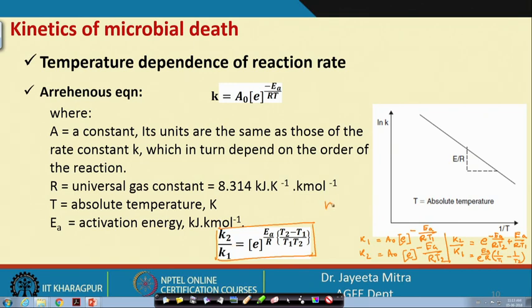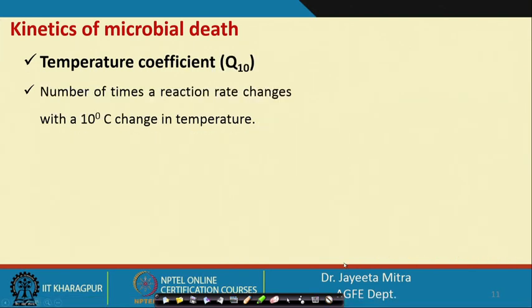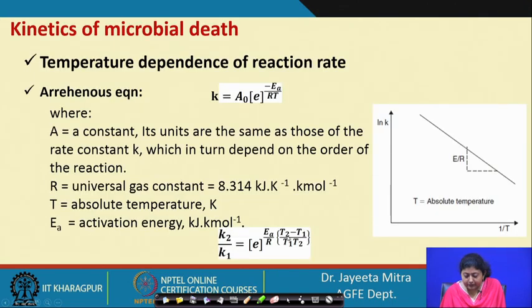Now, since we know that K is inversely proportional to D, which is the decimal reduction time, we can write that this will be D1 by D2. So, the decimal reduction time at temperature T1 by D2 will be e to the power Ea by R, 1 by T1 minus 1 by T2. Okay. And the temperature coefficient Q10 is nothing but the ratio of K2 by K1, the number of times a reaction rate changes with a 10 degree change in temperature. That means, if you look into the previous equation, when T2 minus T1 is 10, at that time K2 by K1 can be represented as Q10.